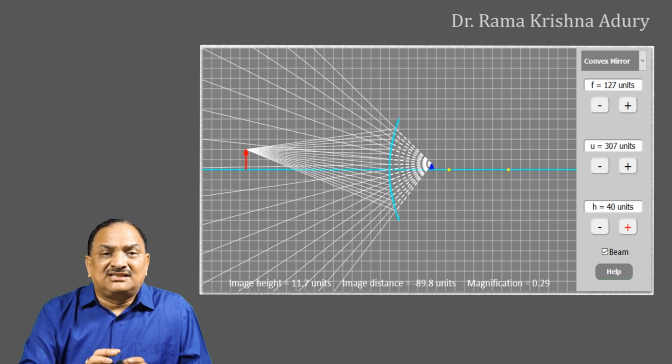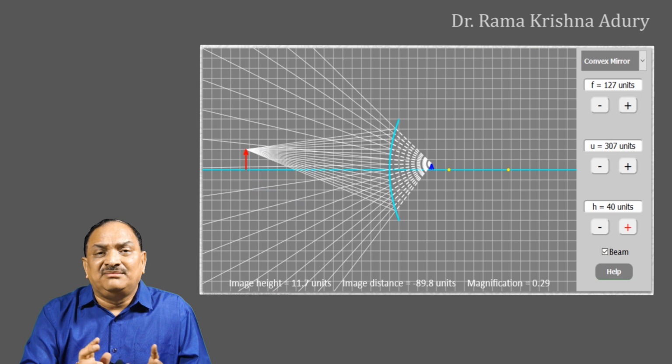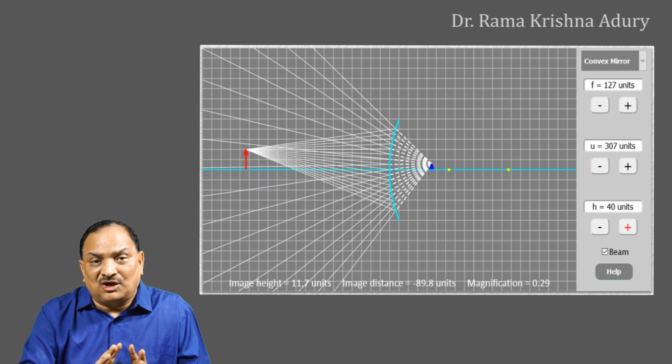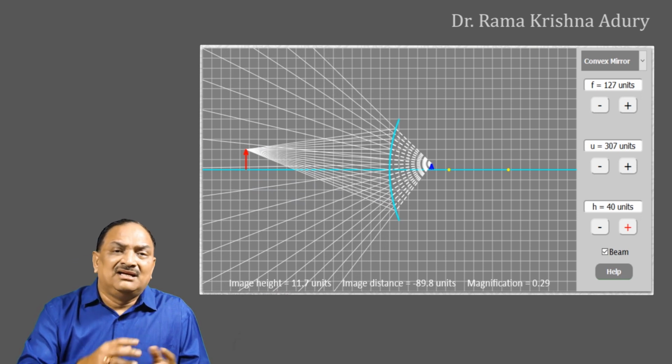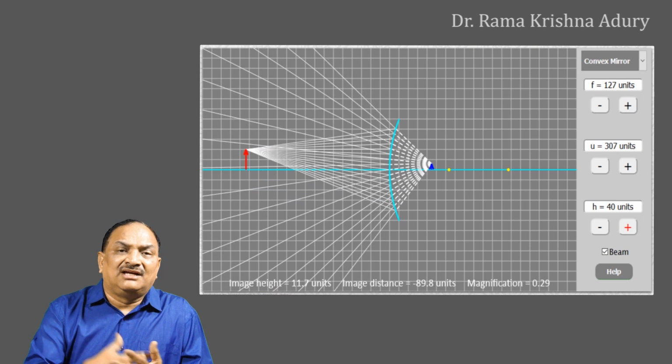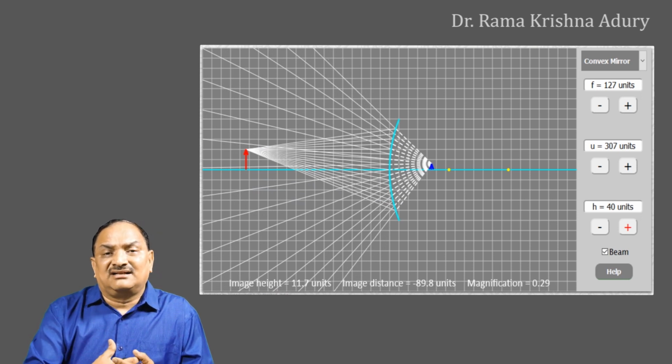It tells you categorically that the size of the image is less, but mind you, the vehicle appears to be much, much smaller. And this is how we can study the properties of the images formed by convex lens, concave lens, concave mirror, and convex mirror.